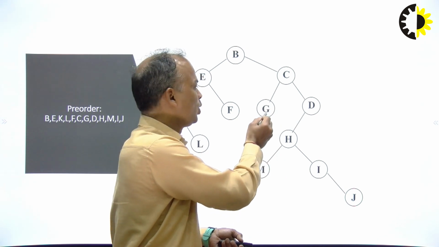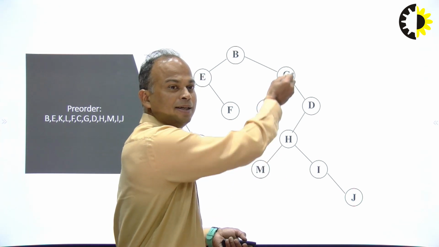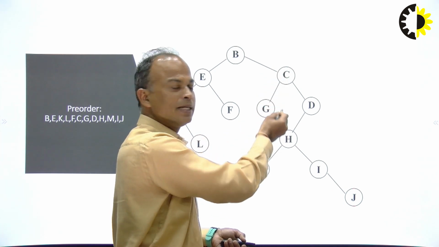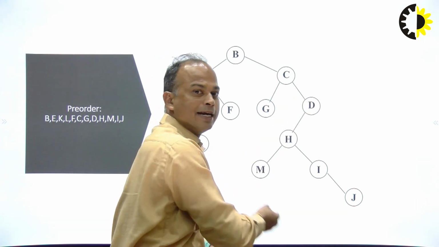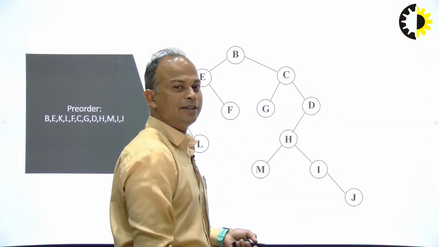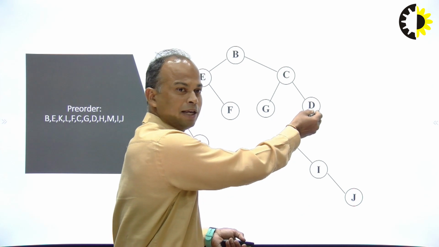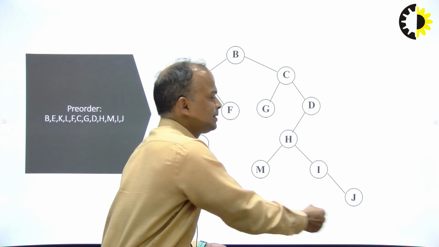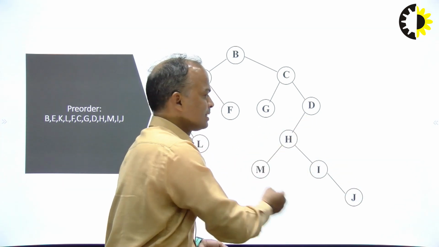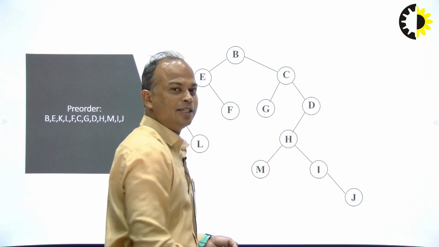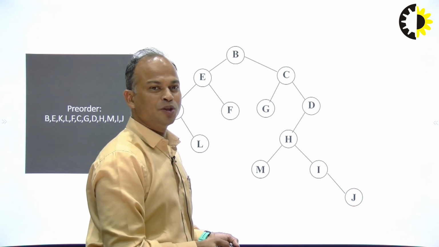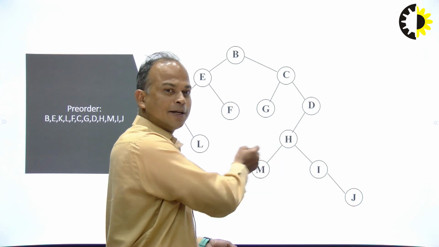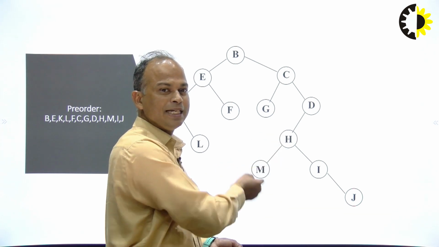So therefore, go one step upward. Of C, we have visited the root. We have visited the left subtree. Now visit the right subtree. D is the root, so we are visiting the root D. Now visit the left subtree. This is H. H is the root of the left subtree, so we are visiting the root H. Now visit the left subtree. Therefore, we are visiting M.